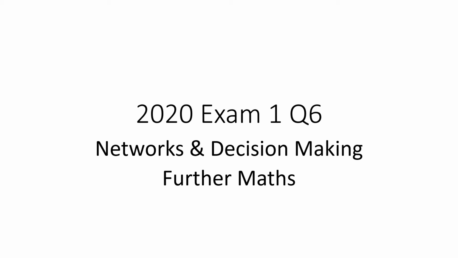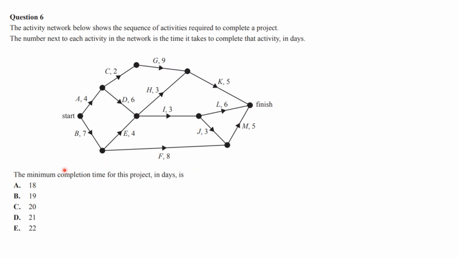2020, Exam 1, Question 6, Networks and Decision Making. Okay, so we need to work out the minimum completion time for this project. That's the critical path, just a code phrase. We've got the whole project here.